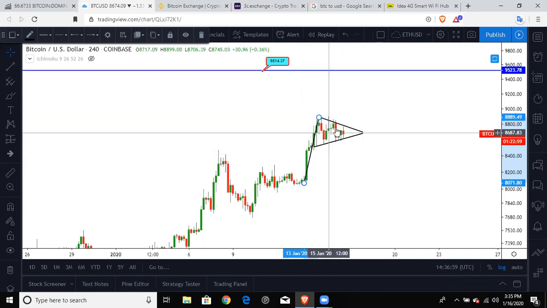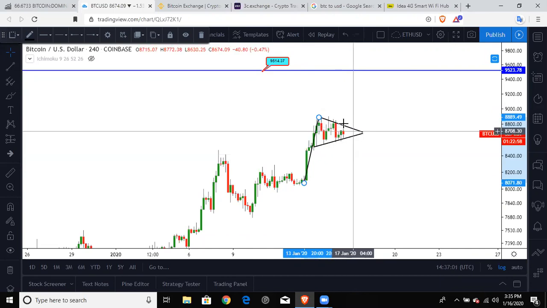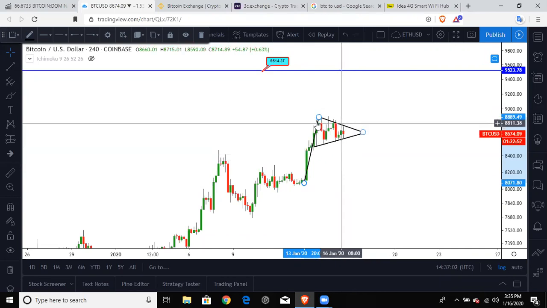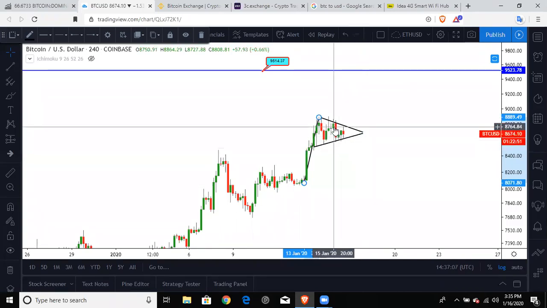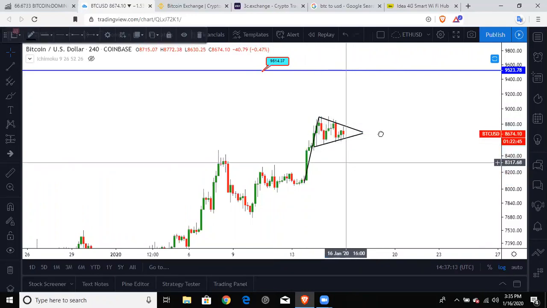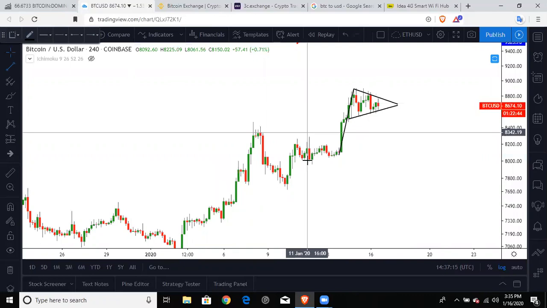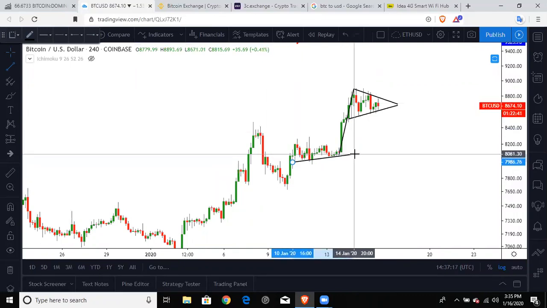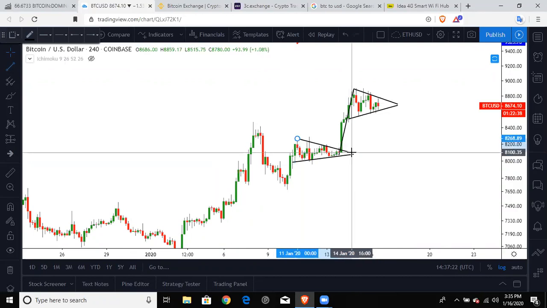That's one. Two, the body of the candle must close above this triangular shaped flag pattern here. So we have this triangular shaped pattern, price moving inside here. We had the same thing around here again. If you look at it, we had the same thing around here.